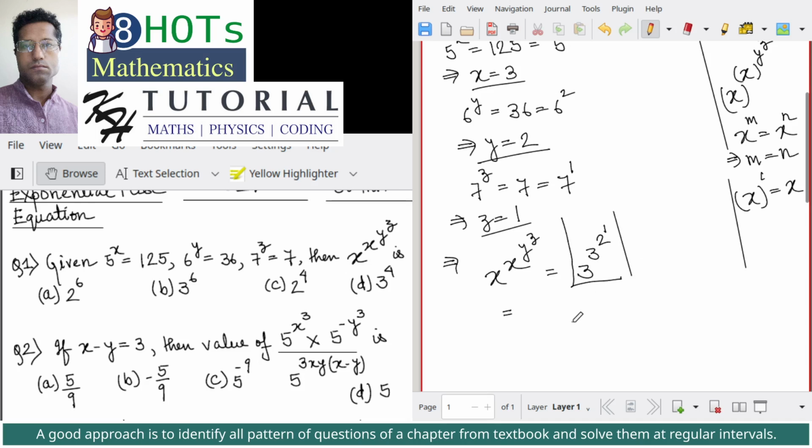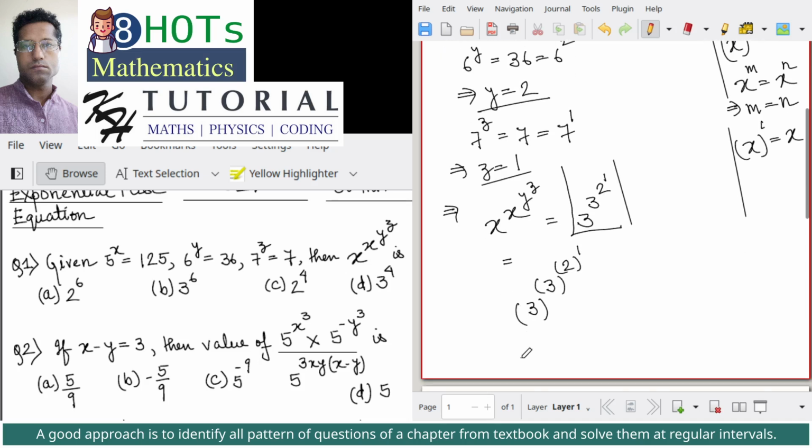To make it easy to understand, we can rewrite this expression as the base is 3 and its power is again 3 to the power 2 to the power 1. Whenever you have this kind of expression, where the power is again an exponential term, you always try to simplify things from the topmost power.